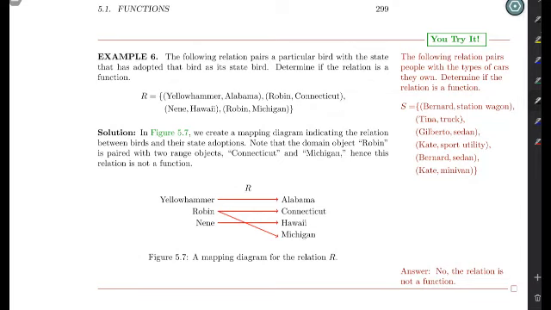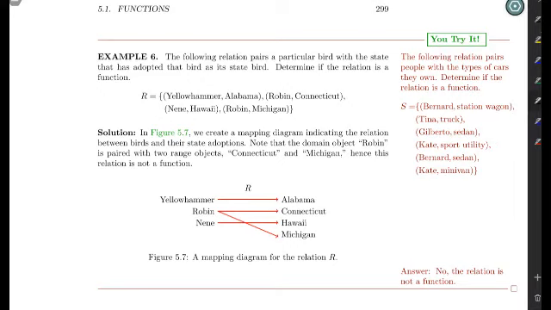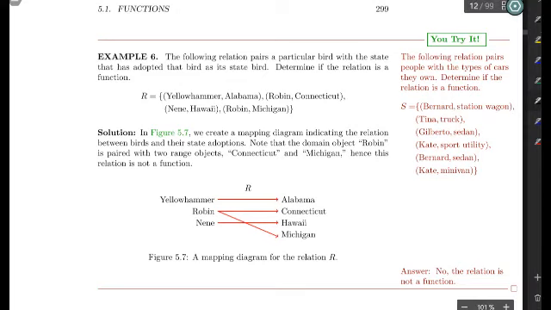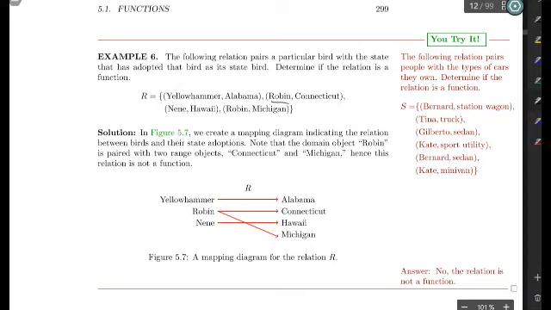The following relation pairs a particular bird with the state that has adopted that bird as its state bird. Determine if the relation is a function. We have the yellowhammer for Alabama, the robin in Connecticut, the nene in Hawaii, and the robin in Michigan. Well, note that robin is the first element in 2 ordered pairs. And we have different second elements.